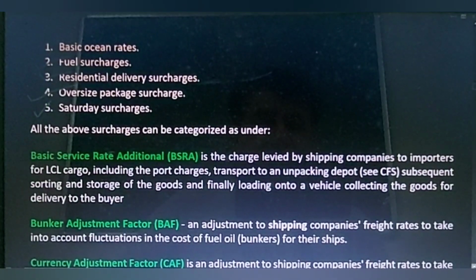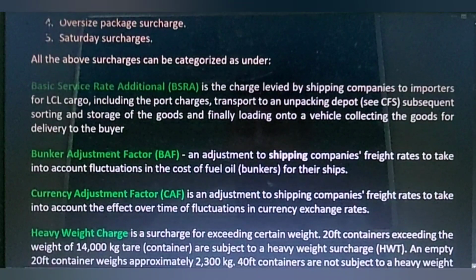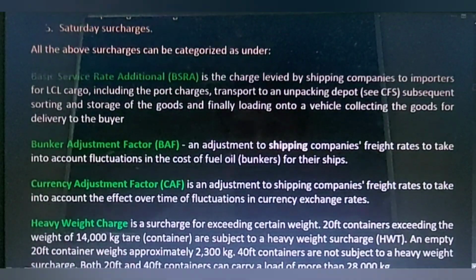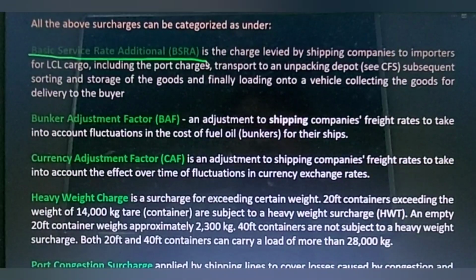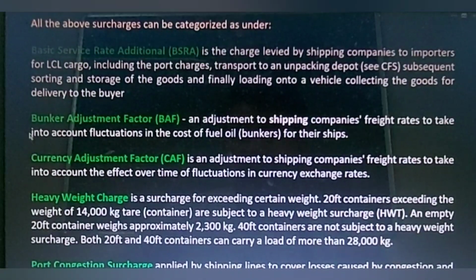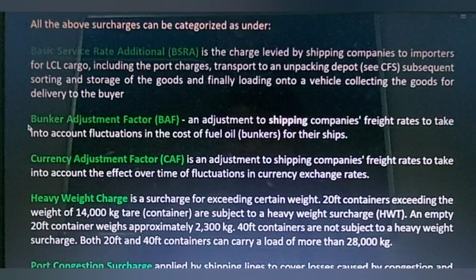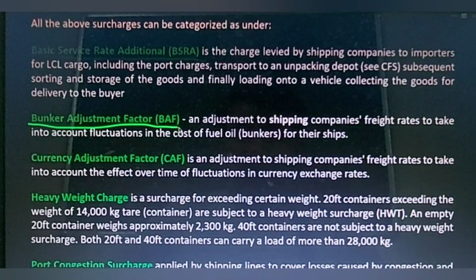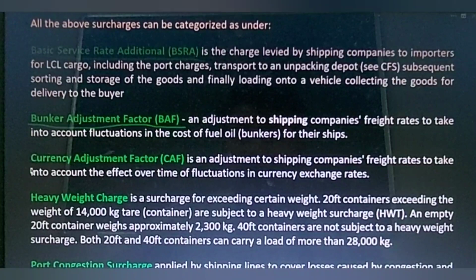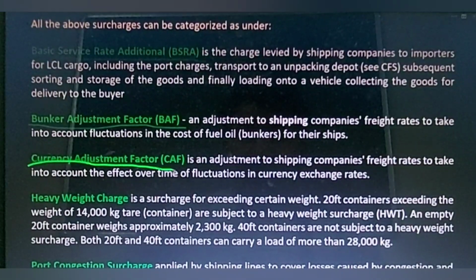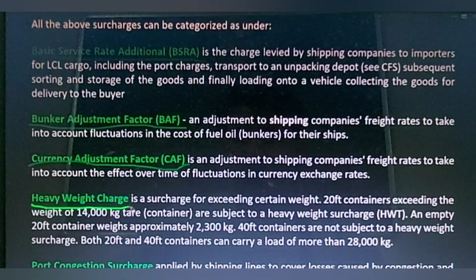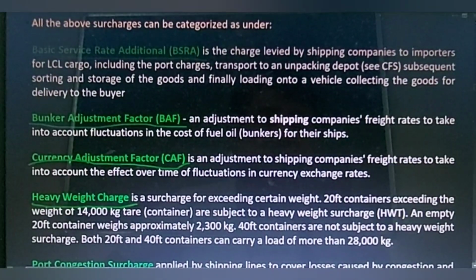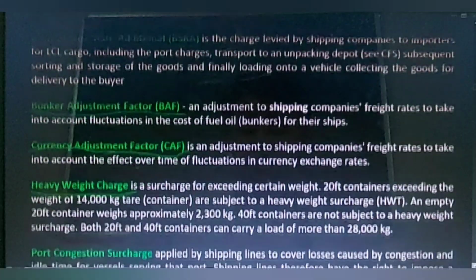So these are the basic surcharges, and apart from this, all these surcharges can be categorized in this way. Like basic services rate additional surcharge, that is BSRA. Then we have another type of surcharge, that is bunker adjustment factor, BAF. Then we have currency adjustment factor, CAF, and there is a surcharge called heavyweight charge. So these are the important categories.